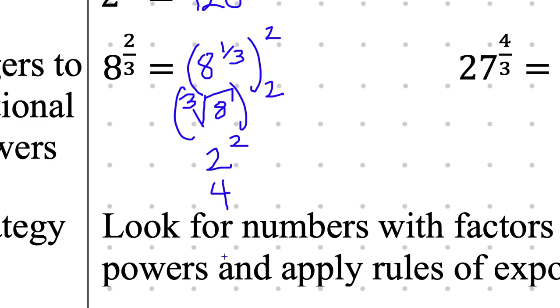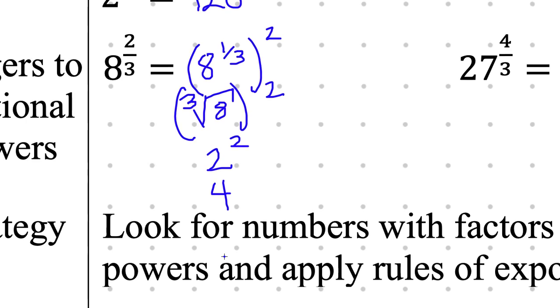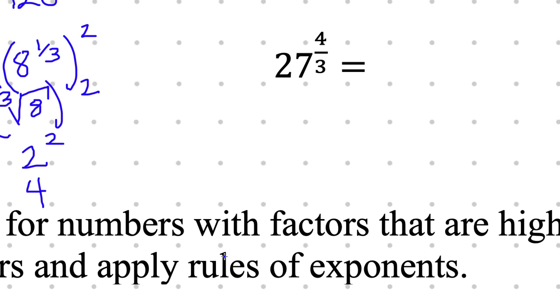We're going to do another one of these. Here we go. 27 to the power of 4/3. I'm going to first deal with the fraction. So I'm going to do 27 to the power of what? Quiet raised hand. Who's got this? Anna. 1/3. All of that to the power of? 4. Perfect. That is our first step.